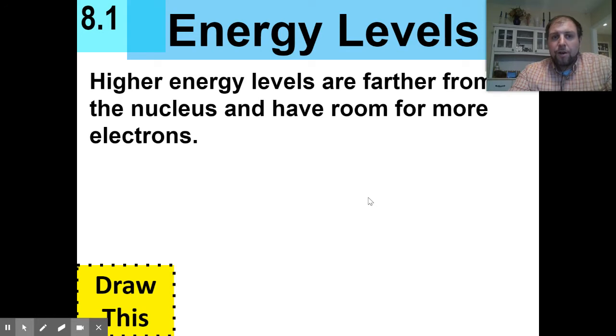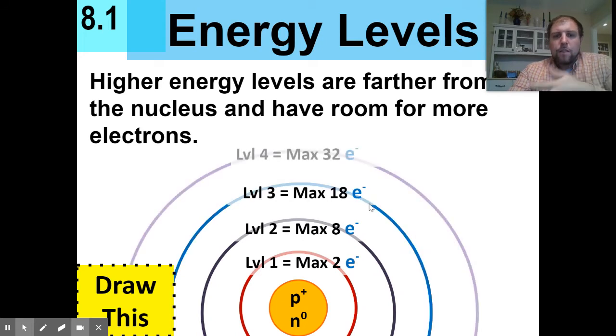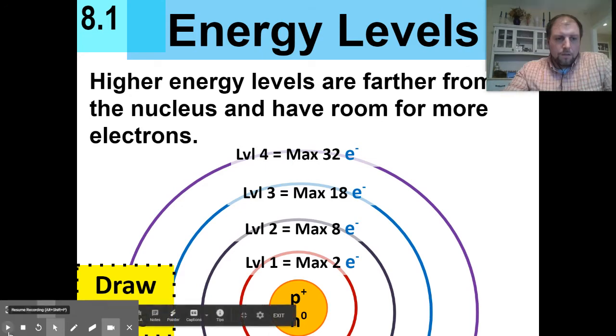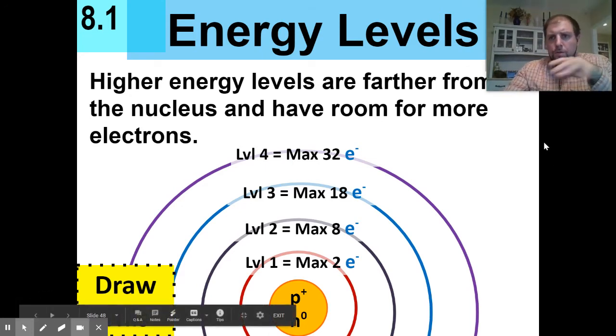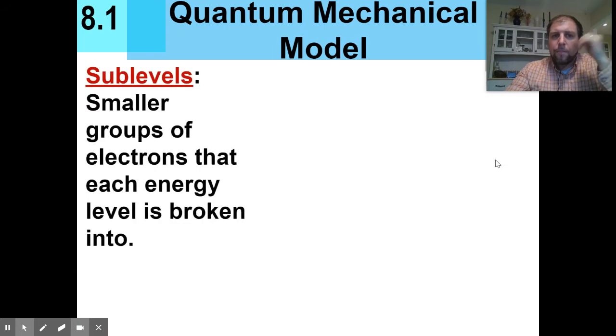Now, higher energy electron levels are farther from the nucleus and have room for more electrons. Once again, this is just like what Bohr said. All right, these energy levels exist, and the farther away we get, the more room there is for electrons. But where Niels Bohr went wrong was that these are not circular. Okay, so we got these energy levels.